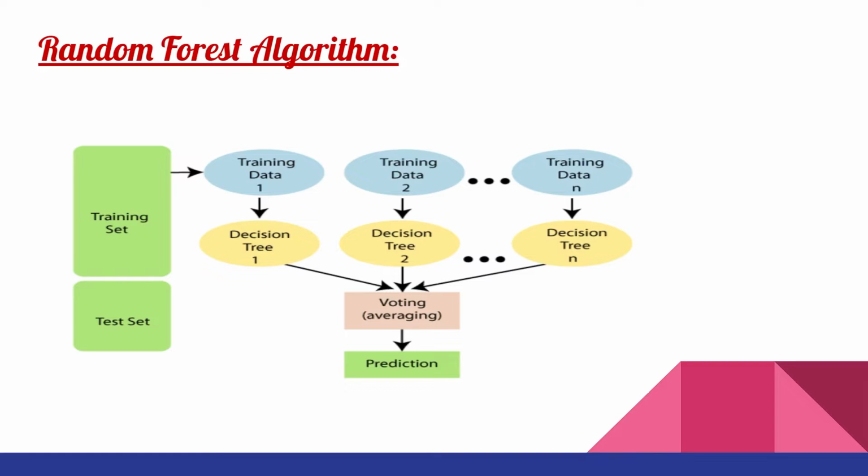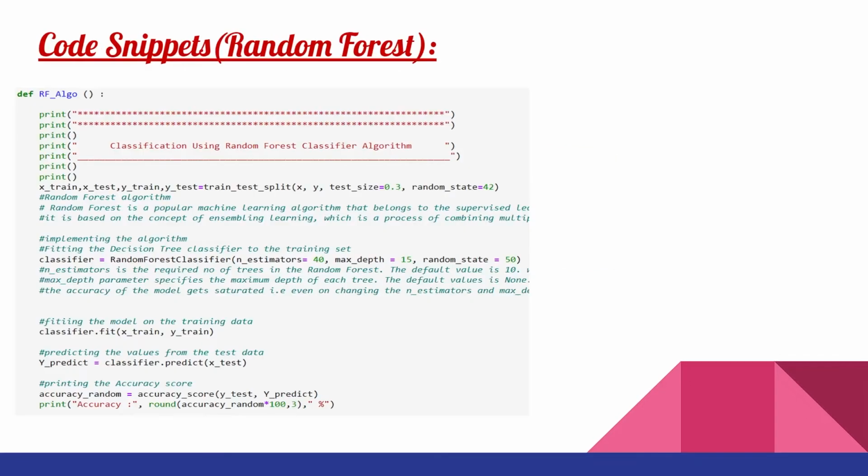And the greater number of trees in the forest leads to higher accuracy and prevents the problem of overfitting. So here we can see the training data 1, training data 2, and we divided the training data into subsets and then fed each part of the training data to a different number of decision trees and then computed the output of the decision trees. Then we take the average of all the decision trees and calculate the maximum output, that is the one repeated the maximum number of times, and we predict the output on that basis.